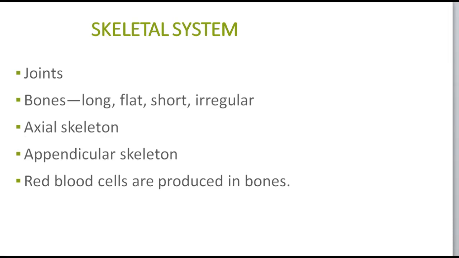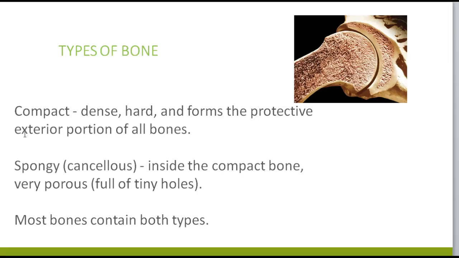Very, very important. If we look at the types of bone that we have in our skeletal system, we have compact bone, dense and hard, and this forms a protective exterior portion of our bones. So we're talking about the outside of the bone. And inside the bone, it is spongy, or what we call cancellous. And that's inside the compact bone. It's very porous and full of tiny little holes. But most bones contain both types of bone.